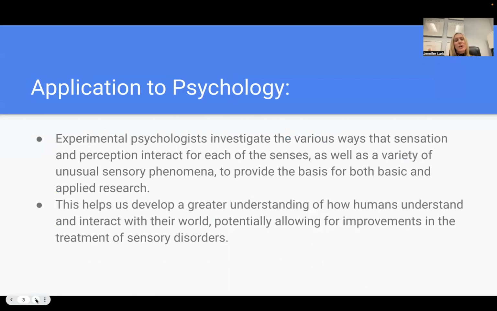Specifically, experimental psychologists investigate different ways that sensation and perception interact for each of the senses, as well as a variety of unusual sensory phenomena, to provide the basis for both basic and applied research. Specifically, this helps us develop a better understanding of how humans interact with the world in general, potentially allowing for improvements in the treatment of sensory disorders and other things of that nature.